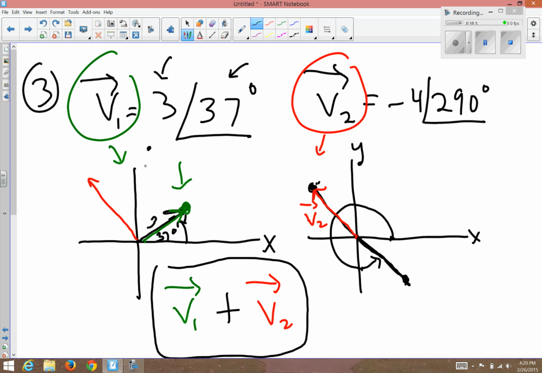The sum, or the resultant, should be the diagonal of this parallelogram, where the two original vectors are sides of the parallelogram, and the sum of the two vectors is supposed to be the diagonal of the parallelogram.